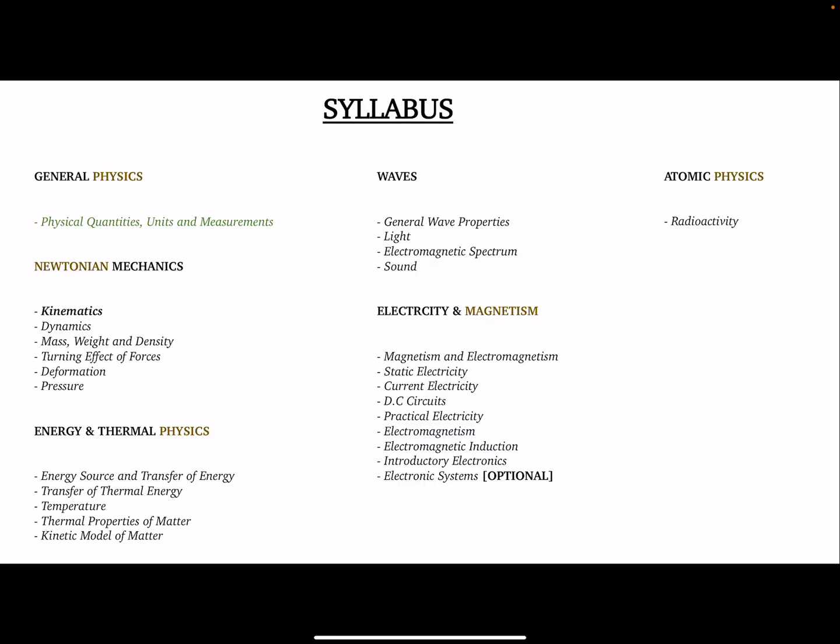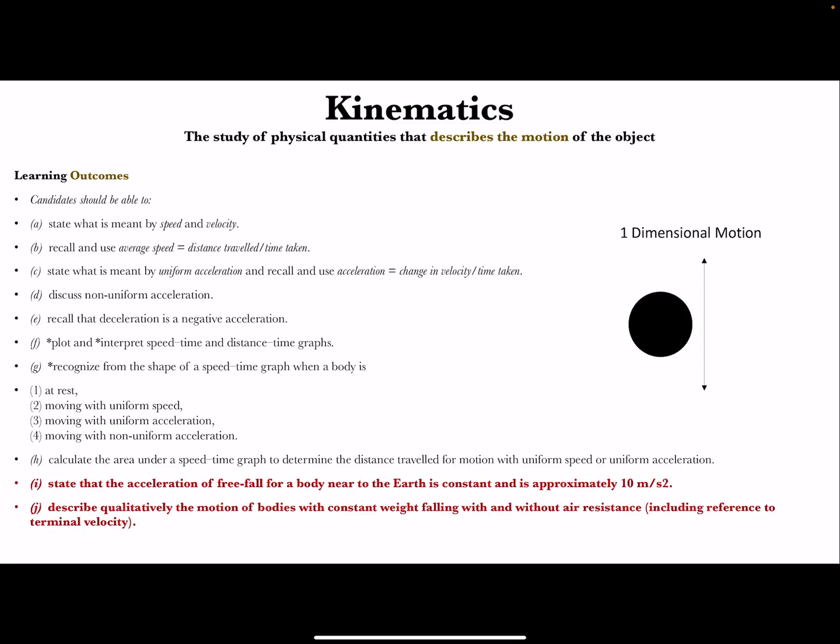So last time we talked about physical quantities, units, and measurements, which was a topic in general physics. Today we will start with Newtonian mechanics. And the first topic will be kinematics, the one that we're going to cover in this lecture. So kinematics is basically the study of physical quantities that describe the motion of an object. Now, we see things in motion all around us, right? So kinematics is the branch that deals with describing that motion.